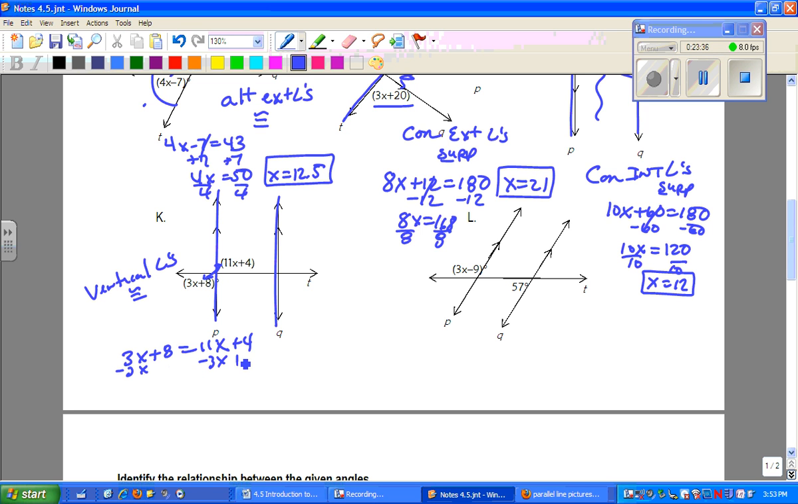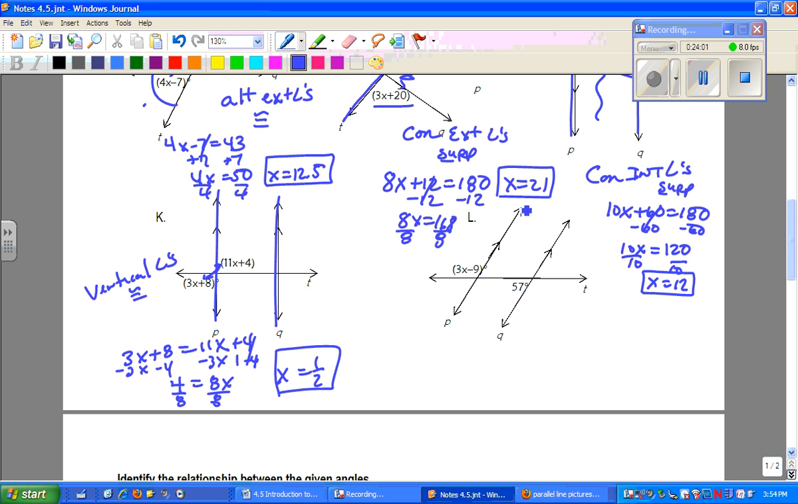At the same time, I'll minus the 4 over. So we get 4 is equal to 8x, divided by 8. And some are going to be like, 2. And I'm going to be like, no. Because 4 divided by 8 is 1/2. Not 2. Don't screw it up.